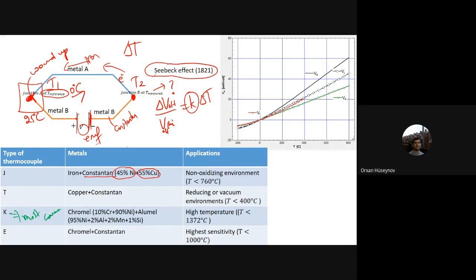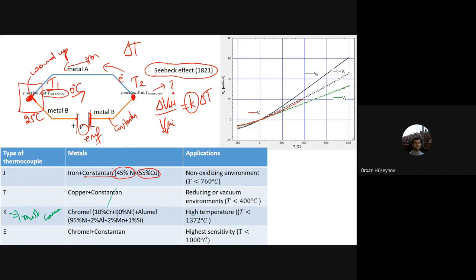Here you are using chromel, which is 10% chromium and 90% nickel, and alumel, which is 95% nickel, 2% aluminium, 2% manganese, and 1% silicon. So this is an alloy of different metals. We are using these combinations for temperature measurement. And the last type is the E-type, which uses chromel and constantan. Chromel is this one, constantan is this one.